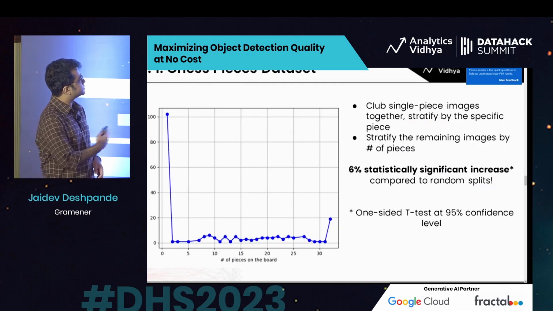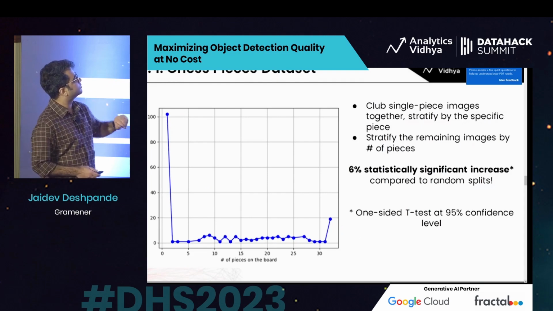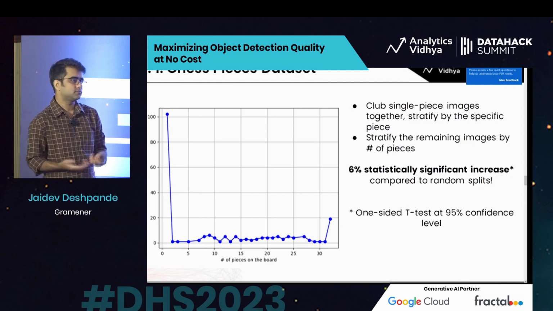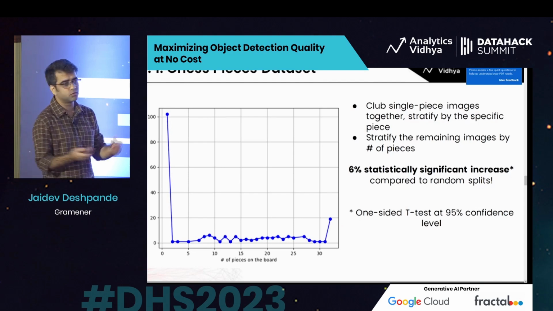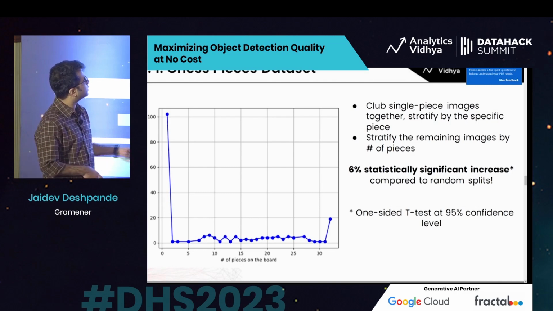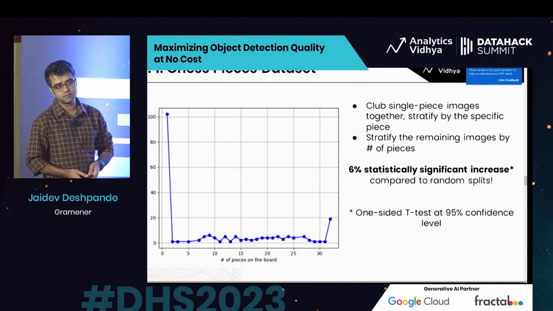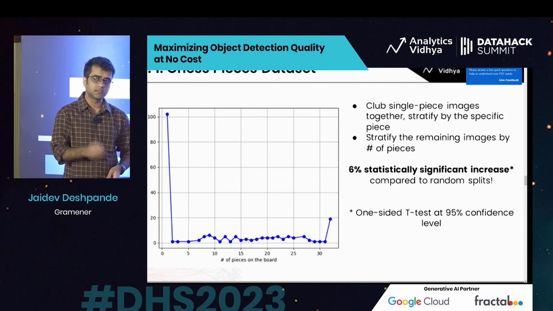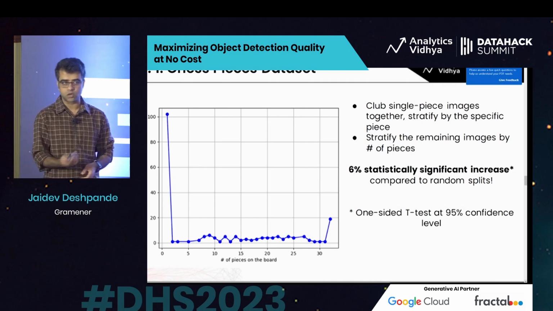So yeah, that's basically stratify again. The remaining, we just club the single pieces images together, stratify by multi-class, right? The standard way we do it, just like we would do the iris data set, let's say. And then stratify the remaining by number of pieces. So this causes a 6% increase, and for 202 images, a 6% statistically significant increase is a lot, right?